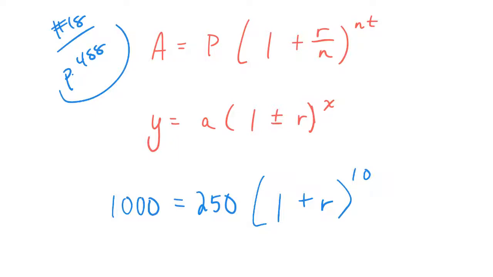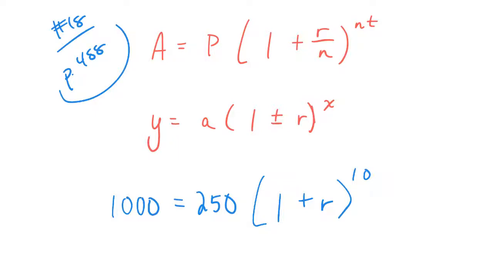Remember, this is a decision-making process you take and use. You have to recognize it's growth or decay. If it's growth, it's plus; if it's decay, it's minus. And then we solve this for r. This is not a hard problem to solve for r, and you will definitely have a calculator, so you don't even have to do the math behind this. You don't even need logs.